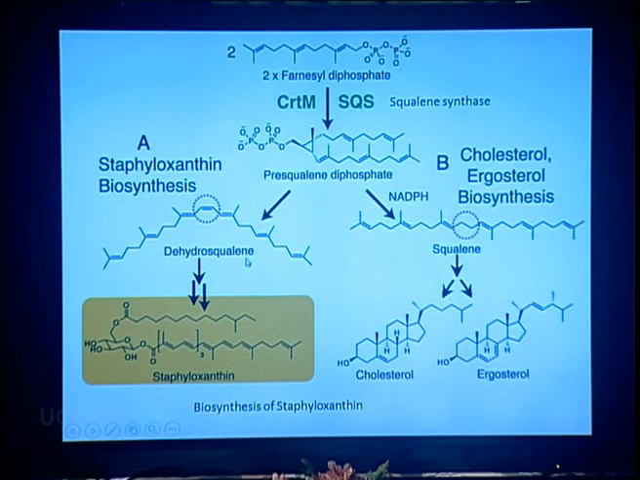Then what is the role? Actually, this is produced from farnesyl diphosphate, which is also used for producing cholesterol. So cholesterol and staphyloxanthin definitely indicate they are producing a cell wall component of the bacteria. And that is the reason why when we take a cholesterol inhibiting drug like a statin, this bacteria can be checked, apart from other antibiotics.